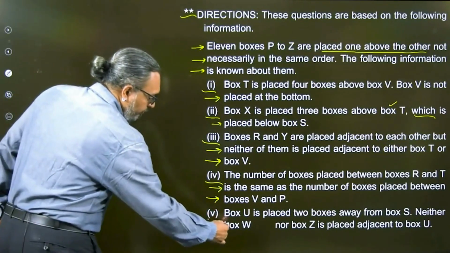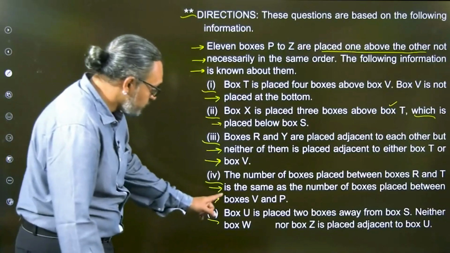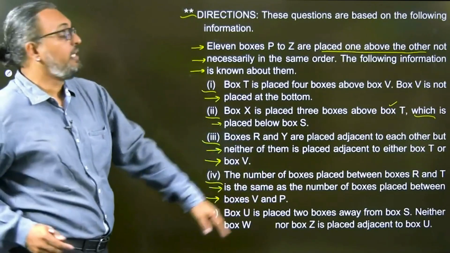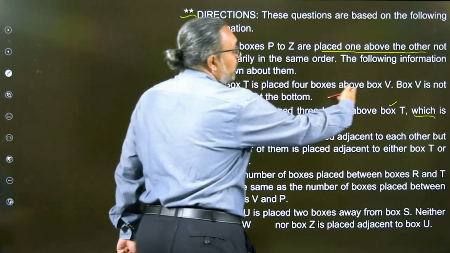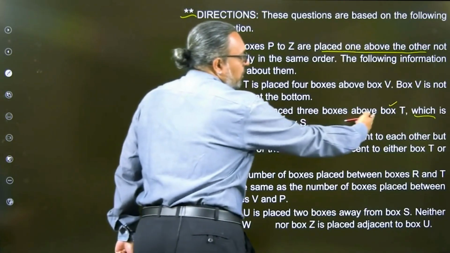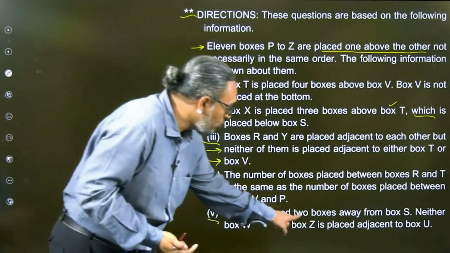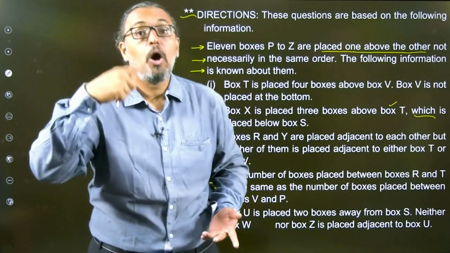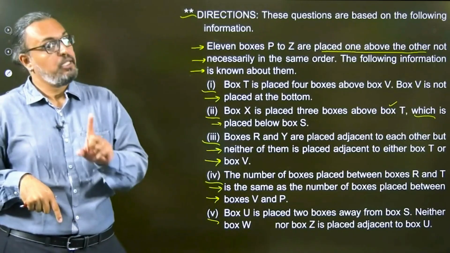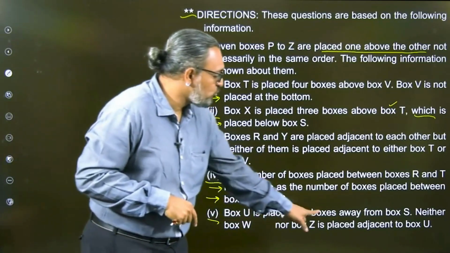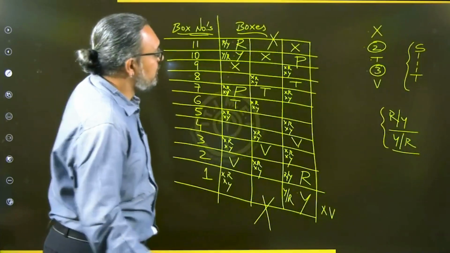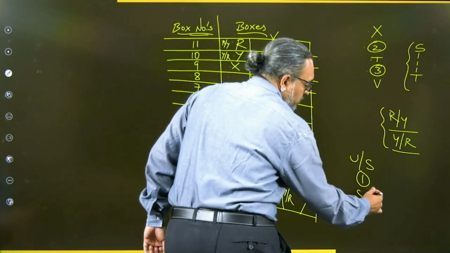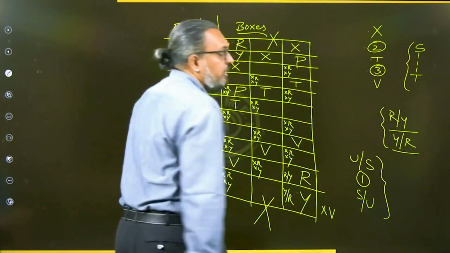Then next, condition 5 says box U is placed 2 boxes away from S. Now, see, earlier he said 4 boxes above. Here also he said 3 boxes above. But now what is he saying? 2 boxes away. So, when he says away, it could be above or it could also be below. That is how you have to analyze this. So, U is 2 boxes away from S means in between you have a gap of 1 box.